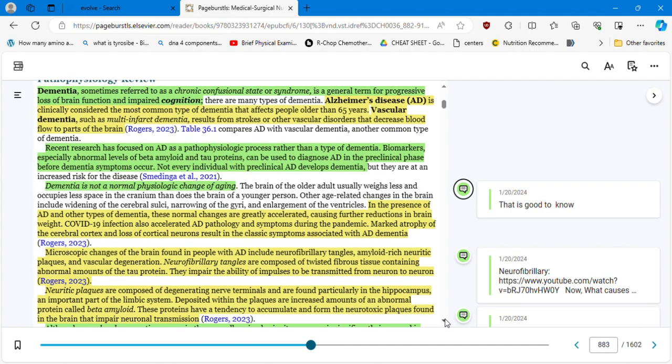Okay, so dementia is not a normal physiologic change of aging, as we saw in the previous chapter, and that's good to know. It's not normal. In the presence of AD and other types of dementia, these normal changes are greatly accelerated, causing further reductions in brain weight. COVID-19 infection also accelerated AD pathology and symptoms during the pandemic. Marked atrophy of the cerebral cortex and loss of cortical neurons result in the classic symptoms associated with AD dementia.